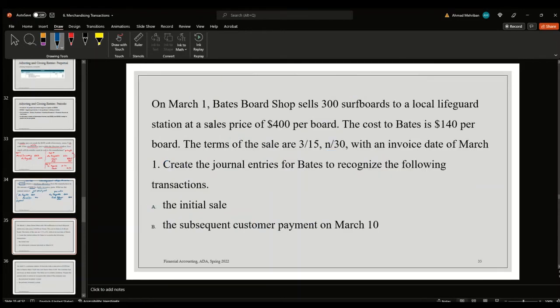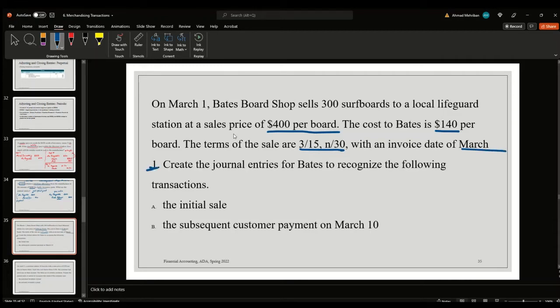Next one. On March 1, Bates Board Shop sells 300 surfboards to a local lifeguard station at a sales price of $400 per board. The cost to Bates is $140 per board. The terms of the sale are these: within 15 days, they will get a 3% discount. Otherwise, they get no discount and pay within 30 days. The invoice date is March 1.